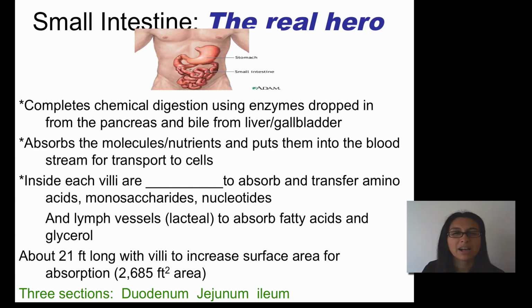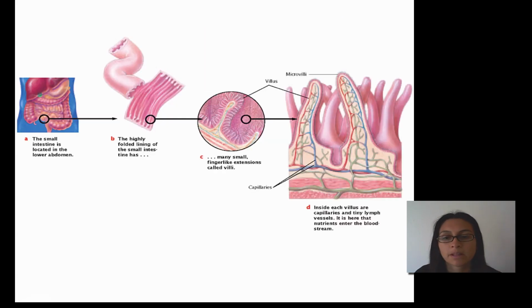Now you might be thinking, wait, how come the small intestine is so long and it's called the small intestine? It has to do with its diameter. The small intestine has a small diameter compared to the large intestine, which has a larger diameter. So it's not about the length, it's about the diameter. So small versus large. Okay, so here's an example of the villi here.